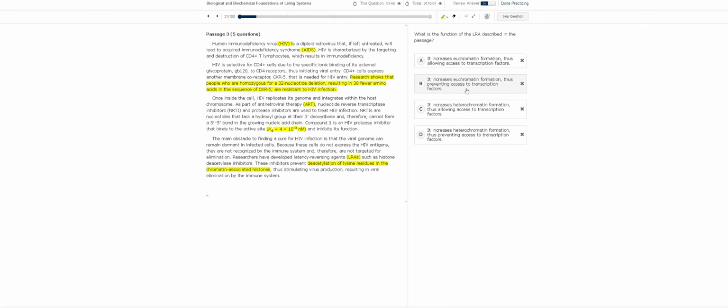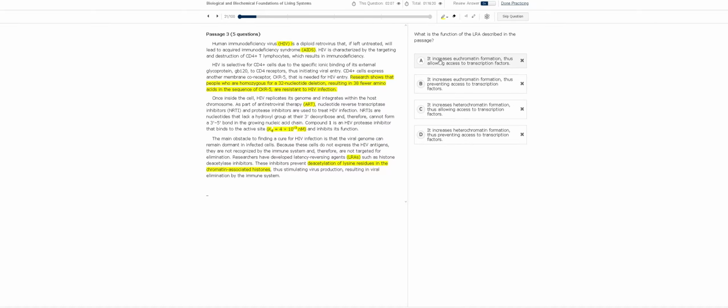So if you recall, heterochromatin is closed or condensed, and it doesn't actively allow transcription, whereas euchromatin actively allows transcription because it's more open, and the DNA strands are more exposed. So we can actually eliminate anything that doesn't match.